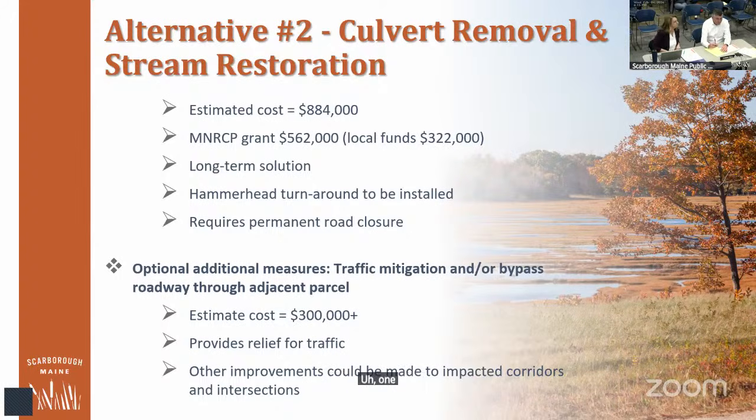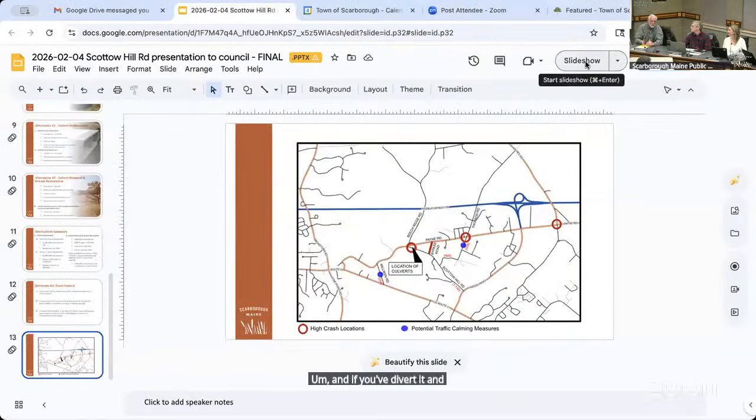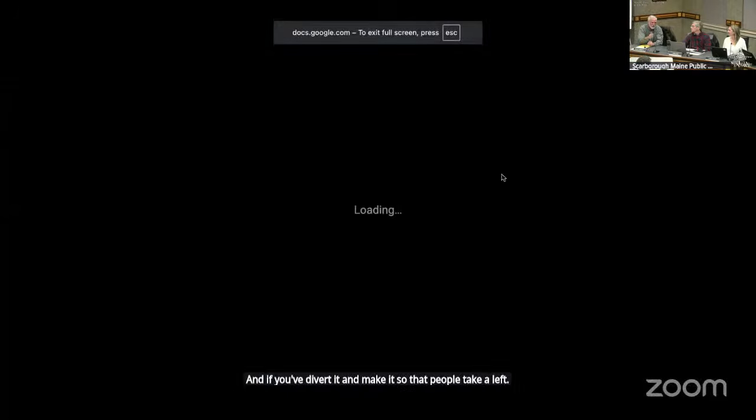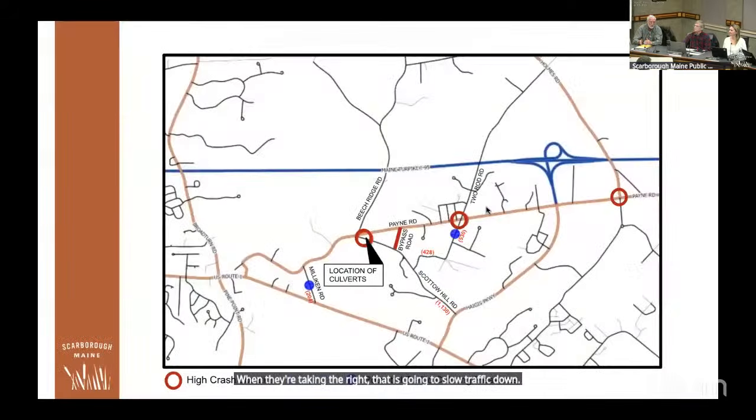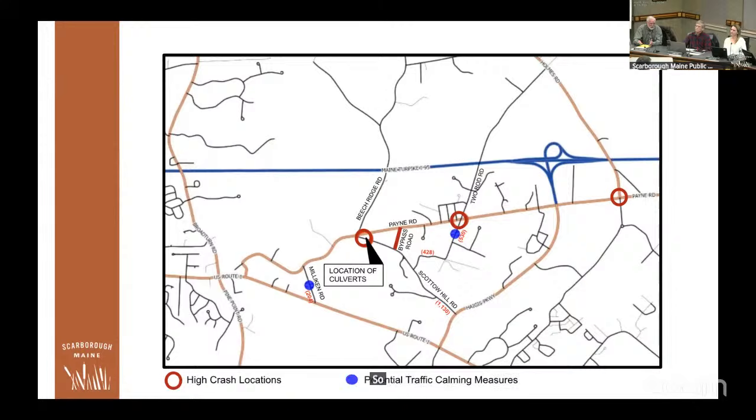One other thing, where Scotto Hill Road is now, it's an intersection. And you stop and then you go straight across the road and go in. And if you divert it and make it so that people take a left and then they're gonna have to take a right, when they're taking the right, that is gonna slow traffic down. Whereas before they waited for an opening and get across, now they're gonna have traffic when they pull out, getting behind them, and then they have to take a right. So maybe have a right turn lane, maybe.